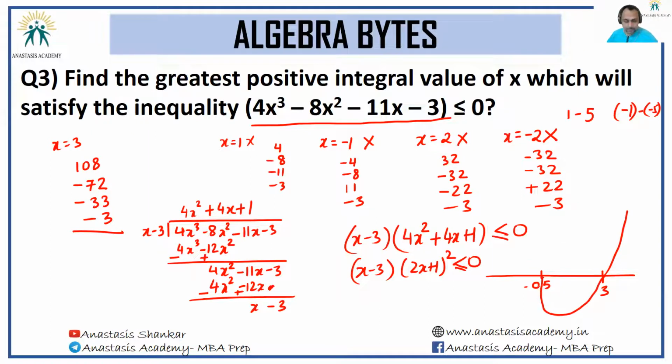Oops, this has become too fast. It would appear this way. This is how the cubic function would look like. So when they're asking me the greatest positive integral value, it has to be 3 only. Answer to the question is 3.